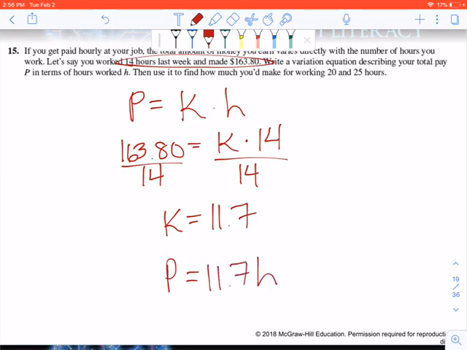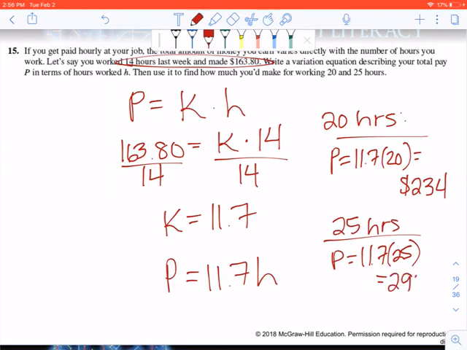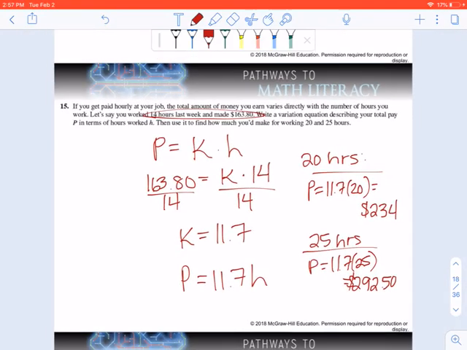So that would be P equals 11.7H. So now if I wanted to figure out what it would be for 20 hours, I would plug in 20 for H. And when I do that, I get $234. Now let's do 25 hours. We plug it in. 11.7 times 25. And we should get $292.50. Oops, and dollars. Don't forget your dollar sign.